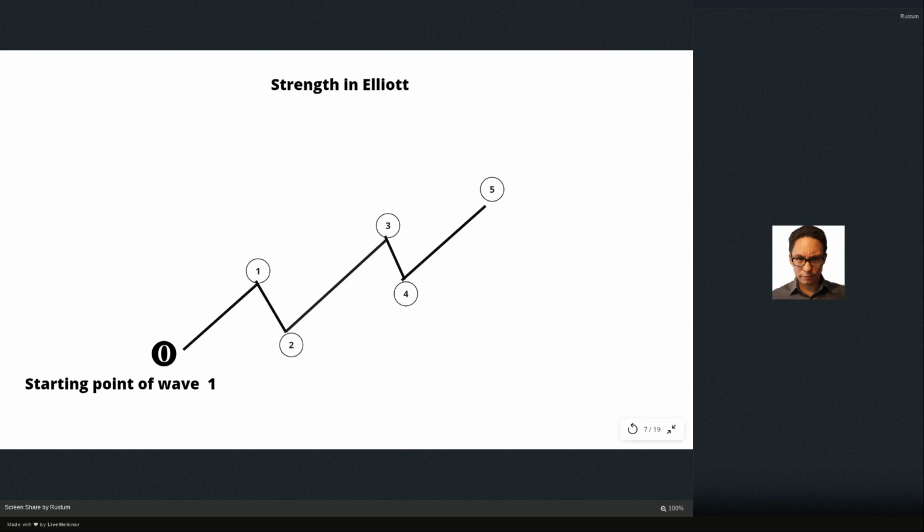Elliott says we have the motive phase and also a corrective phase. The motive phase has all these details that become too complicated, so we're going to simplify the whole thing. The impulsive wave and extended waves and leading diagonal and ending diagonal, that all really doesn't matter. All we want to do is find out where the highest probability is that the trend might fail.